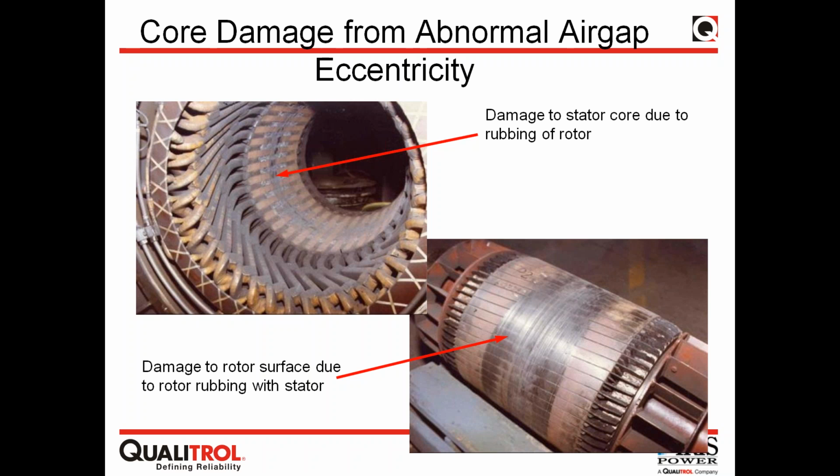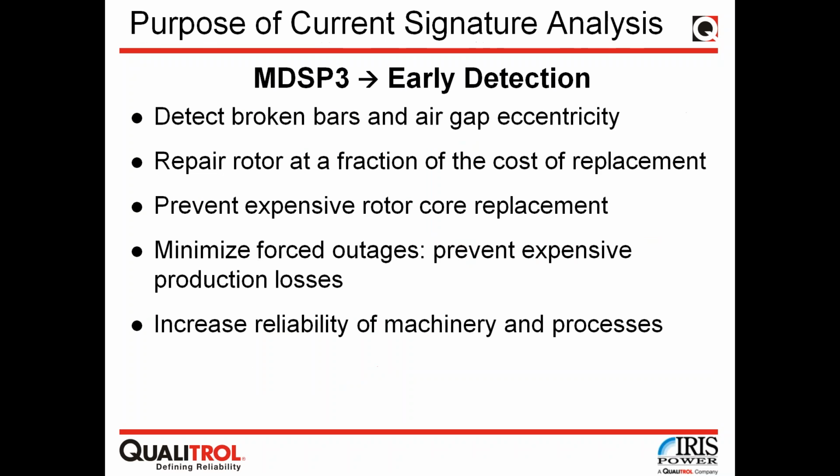So that's another thing that can be detected using the MDSP3. And there are a couple of features of that tool. It will detect both broken bars and Airgap eccentricity. The idea is to capture the problem as early as possible, so as to minimize the expense of the repair, and of course to minimize the outages related to a repair or to shutdown of the machine.